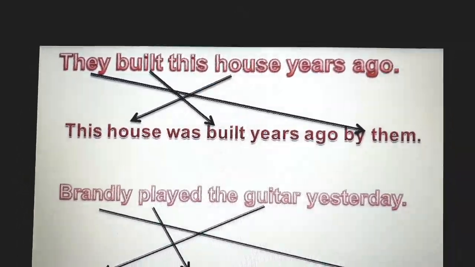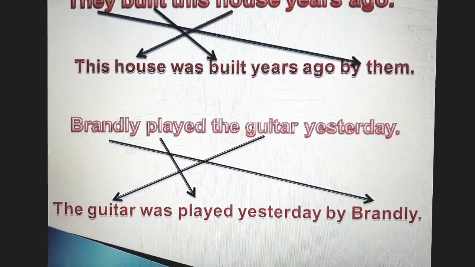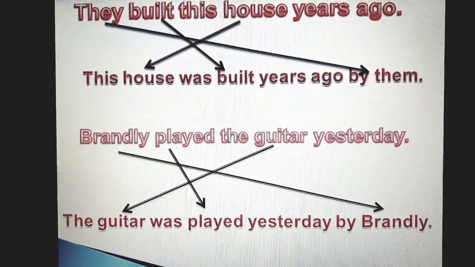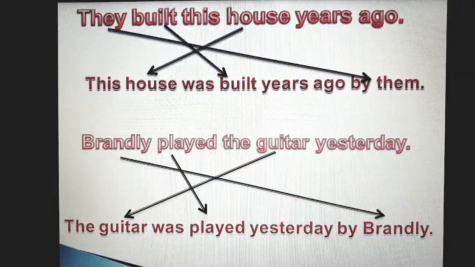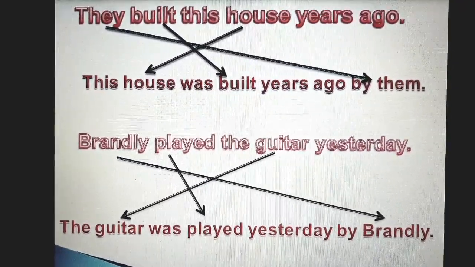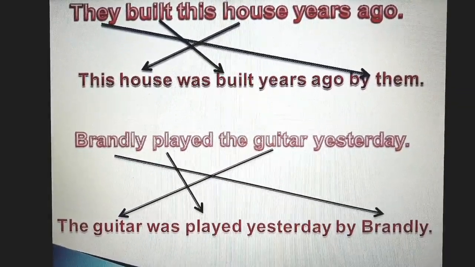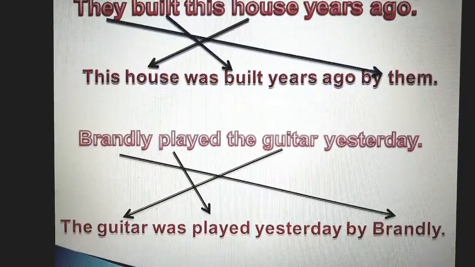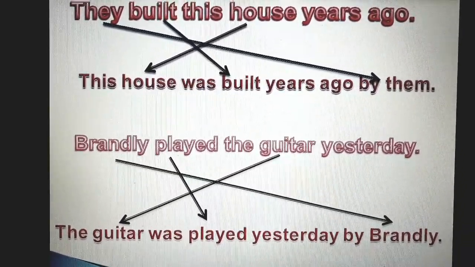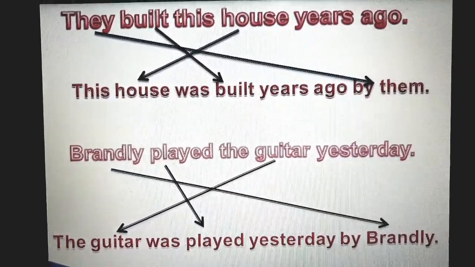Okay. Let's move to the third example. Brandley played the guitar yesterday. Again, Brandley is the subject, played is the verb, the guitar is the object, and yesterday is the complement. So we take the object of the active sentence, the guitar, which is singular and takes was, and the third form of the verb play, which is played. Yesterday by Brandley, or I can say by Brandley yesterday.